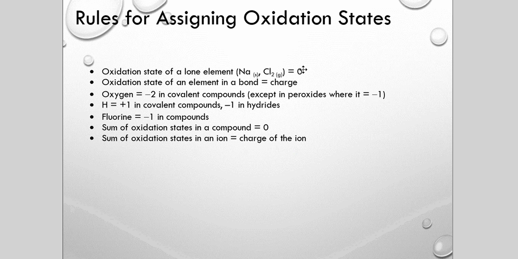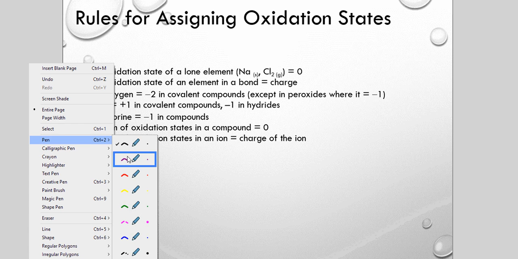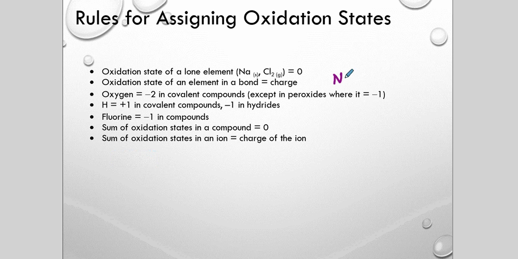The rules for assigning oxidation states: elements, all monoatomic and diatomic elements, have a charge of 0. The oxidation state of an element in a bond is going to be the charge of that element in the bond. This is something we'll have to figure out. We'll have some knowns and some unknowns. But in sodium chloride, we would expect chlorine to take a single electron from sodium, and these are your resulting charges: +1, -1. Sorry for the handwriting. Oxygen is -2 in covalent compounds, with the exception of peroxides. Peroxides are -1.